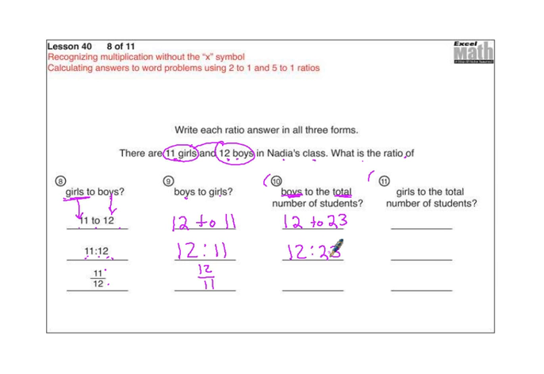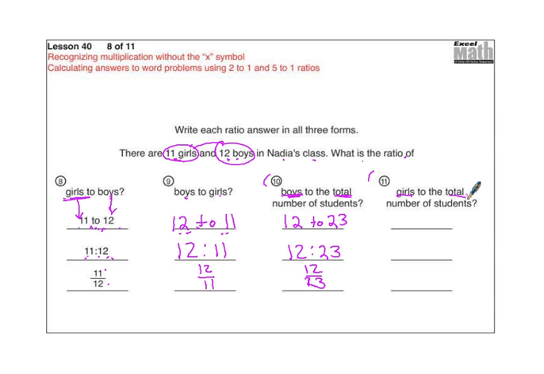And by the way, the order of the numbers matters. You cannot write 23 to 12 any more than you can write 11 to 12 on this one, because 11 to 12 is girls to boys, not boys to girls. The order of the numbers is super important, and a lot of kids mess up on that on their guided practice and their homework. And then the last one, of course, would be 12 to 23.